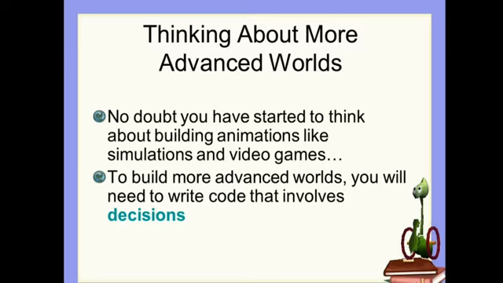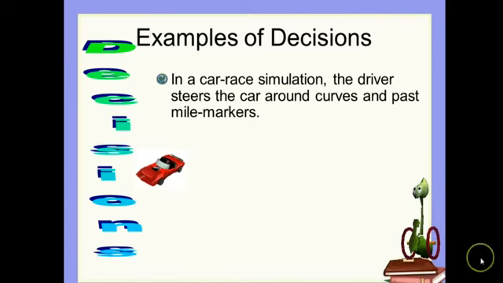Should I click here? Should I not? Should I go this way with my car, whatever. So decisions need to be made, and you need to be learning how to code those kinds of decisions. So here's a pretty straightforward example.